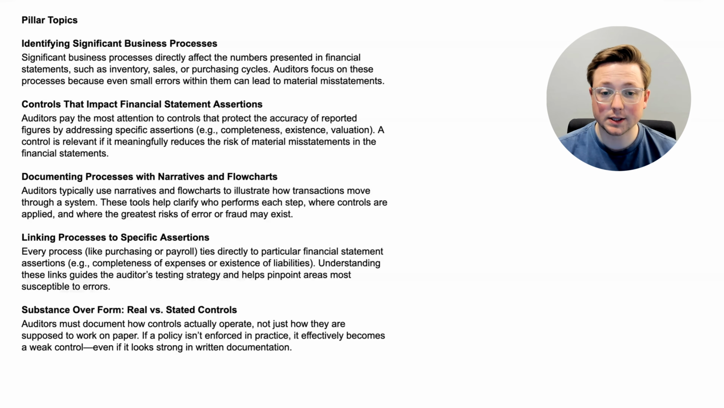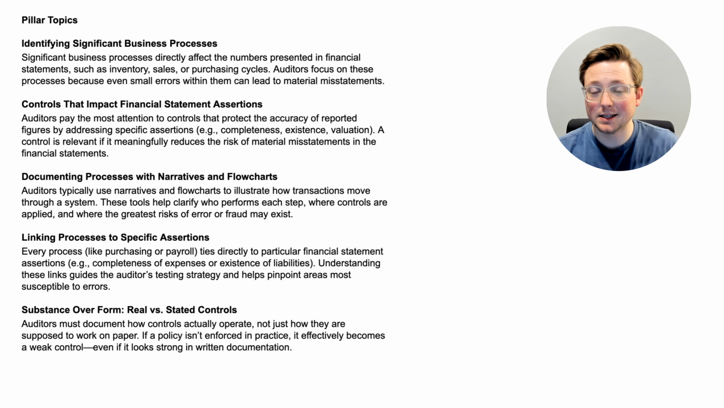Next, let's talk about controls that impact financial statement assertions. Auditors pay the most attention to controls that protect the accuracy of reported figures by addressing specific assertions such as completeness, existence, or valuation. A control is relevant if it meaningfully reduces the risk of material misstatements in the financial statements.